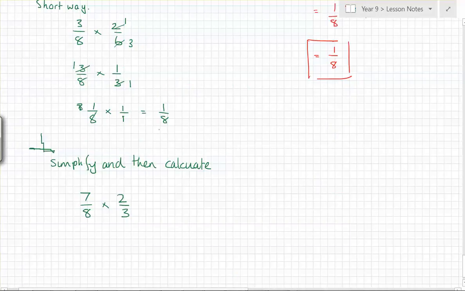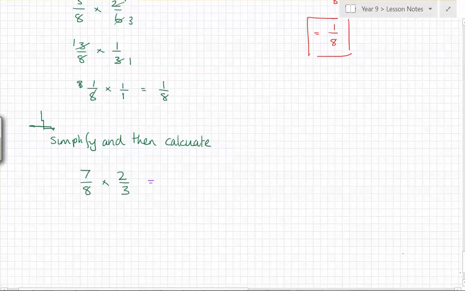Okay, so we're going to try and simplify before we calculate the answer to 7 over 8 times 2 over 3. Now, if we look at that, neither fraction simplifies on its own. But remember that we don't need to only simplify the 7 and the 8. The 7 could also potentially simplify with the 3, although that doesn't work. But what about the 2 and the 8? Exactly, the 2 can go into the 8.